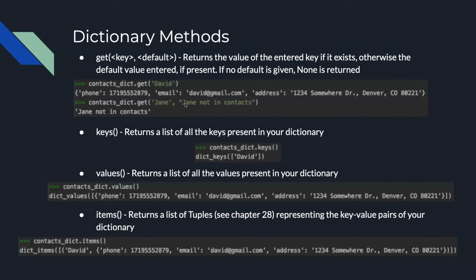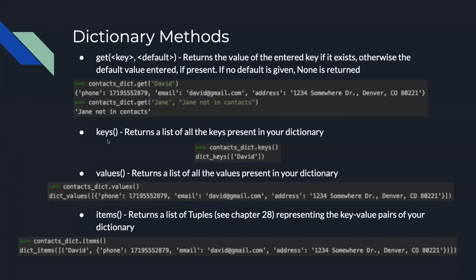If I didn't include the second argument of a default value here, we would have just seen a blank returned, because None would have been returned and None is just nothing basically. So you would have just seen an empty value returned there, because Jane doesn't exist in the dictionary, and that's why this default argument was returned in that particular case.